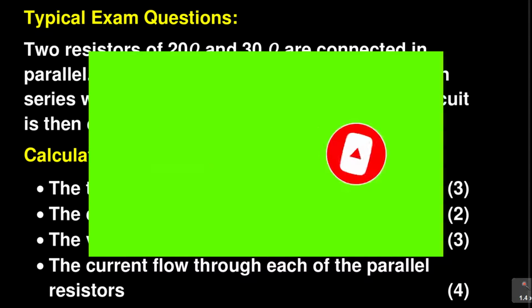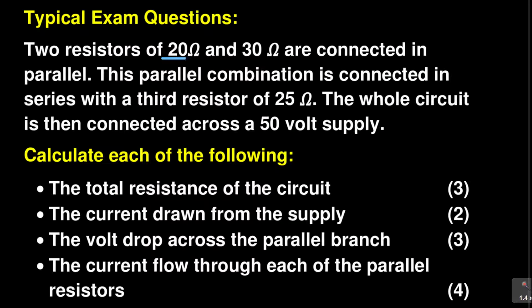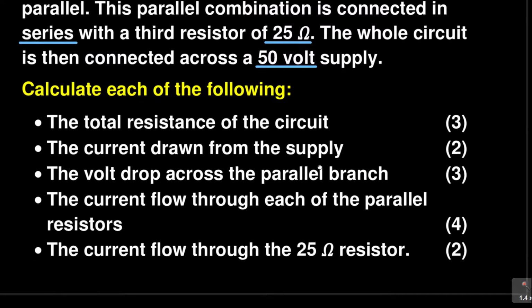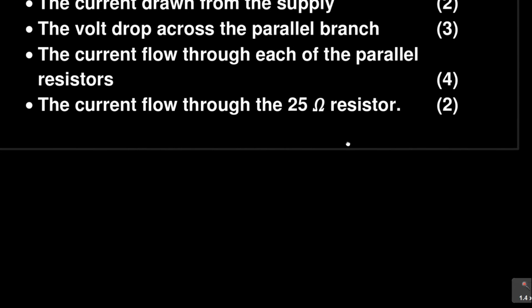It says you are given two resistors, the 20 ohm and the 30 ohm, connected in parallel. This parallel combination is connected in series with a third resistor of 25 ohms. So the connection there is a series. The whole circuit is then connected across a 50 volt supply. So this is the information you're given, and you need a sketch before you can do any calculations.